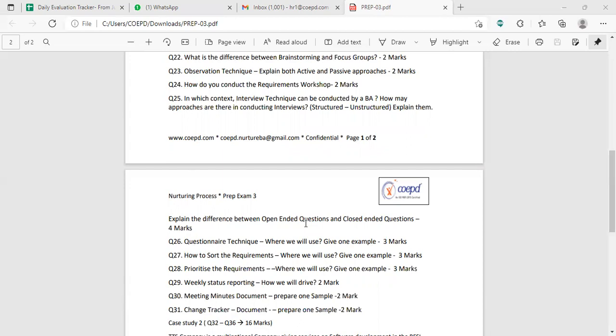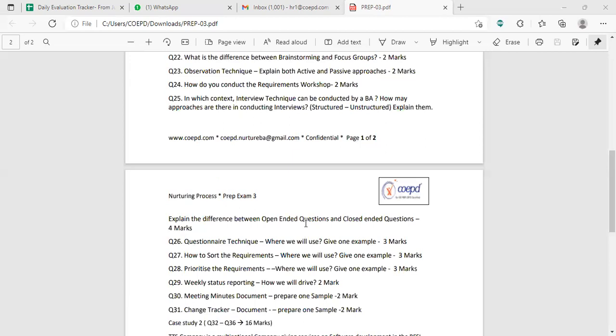The hint is given that says structured, unstructured, and you should also explain the difference between an open-ended question and a close-ended question. So there are 4 marks and there are 4 pieces that are asked in a question. So please answer the complete question.